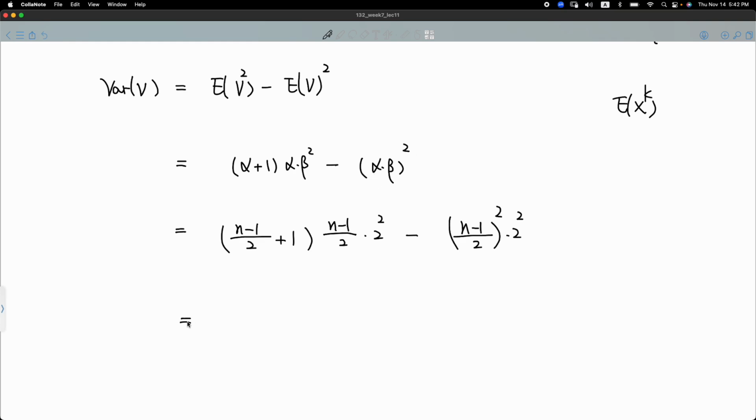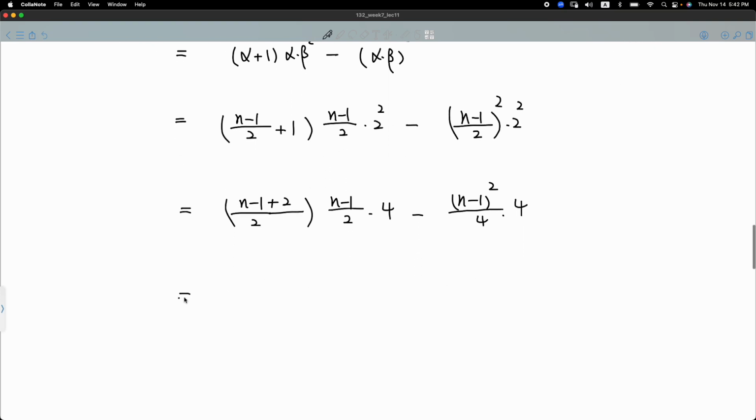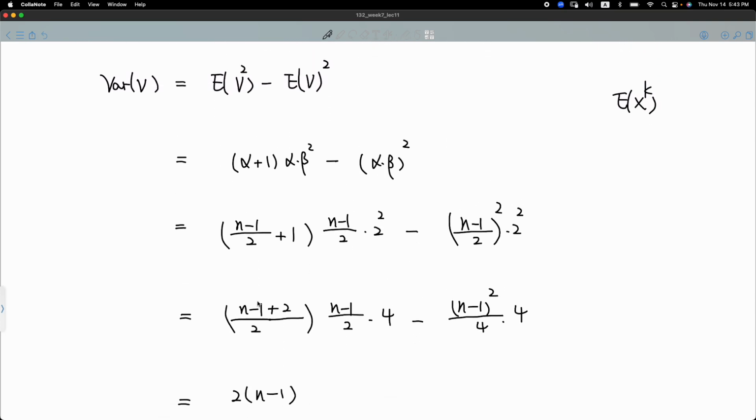After you simplify this expression, let me give an intermediate step. So (n-1)/2 plus 1, you can also write as plus 2 over 2. And then (n-1)/2 multiplied by 4, so all the denominators should be cancelled out. And you also have (n-1) squared over 4 multiplied by 4. After you simplify this, you should have 2 times (n-1). So that is the variance of V.